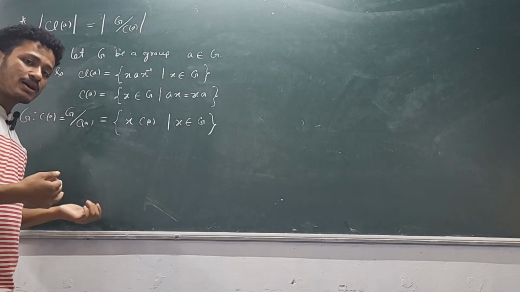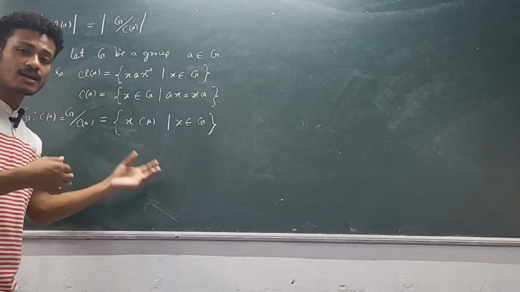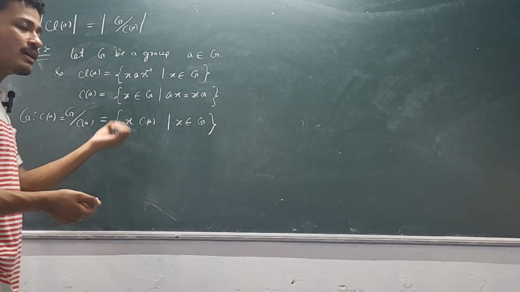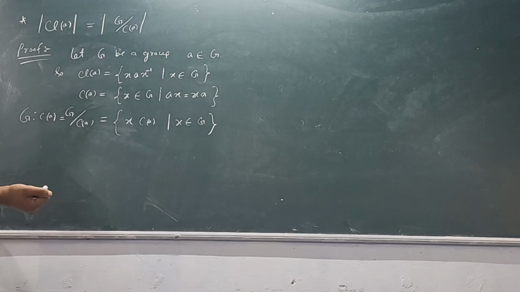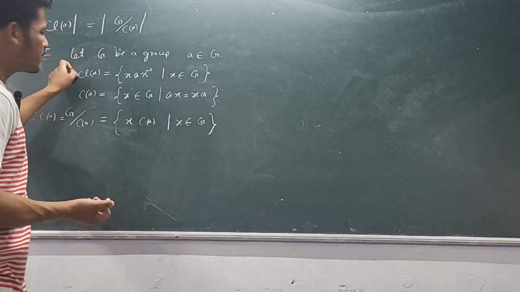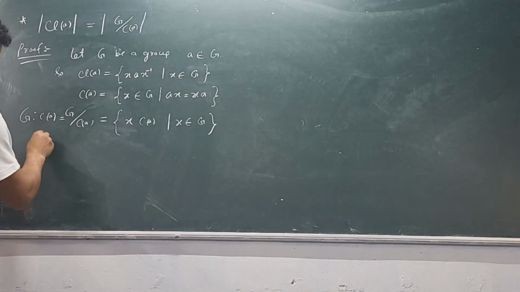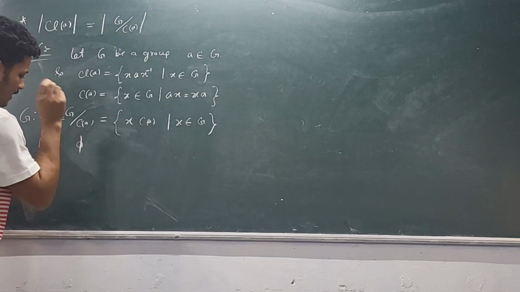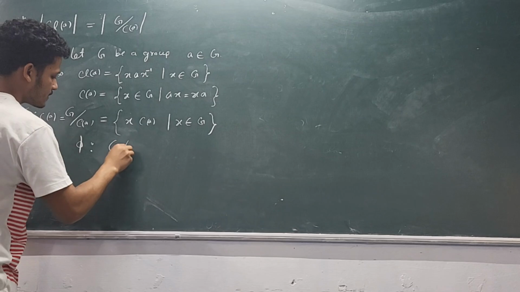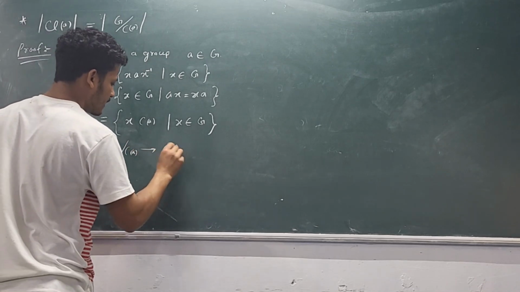After making the function, check whether it is well defined. If yes, then check whether it is one-one and onto. So we have to check well defined, one-one, and onto. I will make a function from this group to this group. Let phi be a function from G by CA, that means the factor group, to CLA.